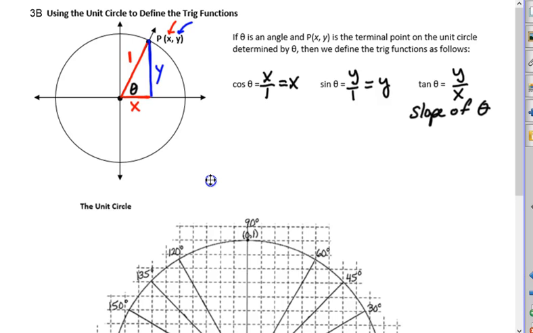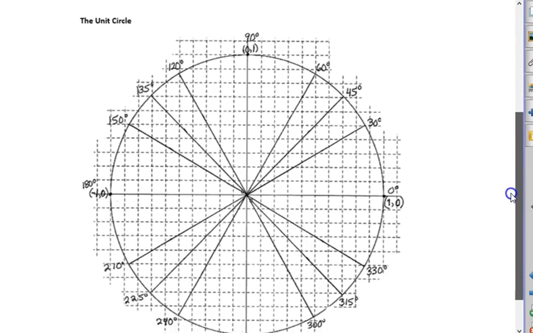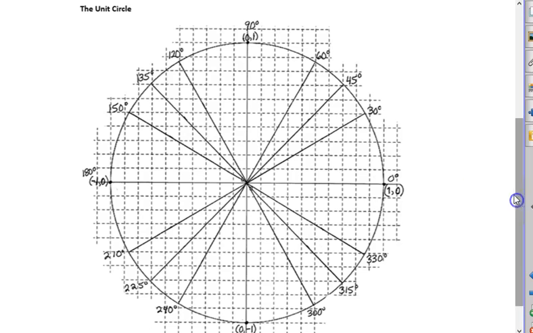So as we look at our unit circle as a whole and then use the unit circle to draw graphs of sine and cosine and tangent, we want to always think of cosine of theta is x on the unit circle, sine of theta is y, and tangent is slope. That's going to help us with understanding the graphs of our trig functions later on. So let's look at the unit circle. I'm going to color code this a bit.